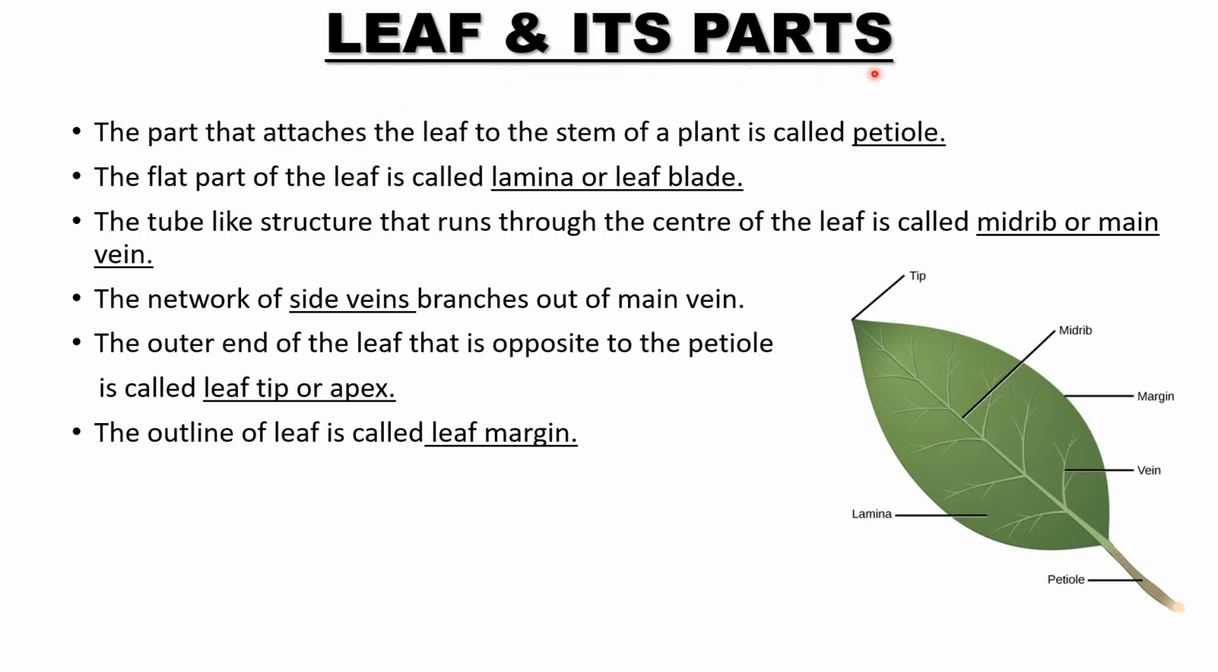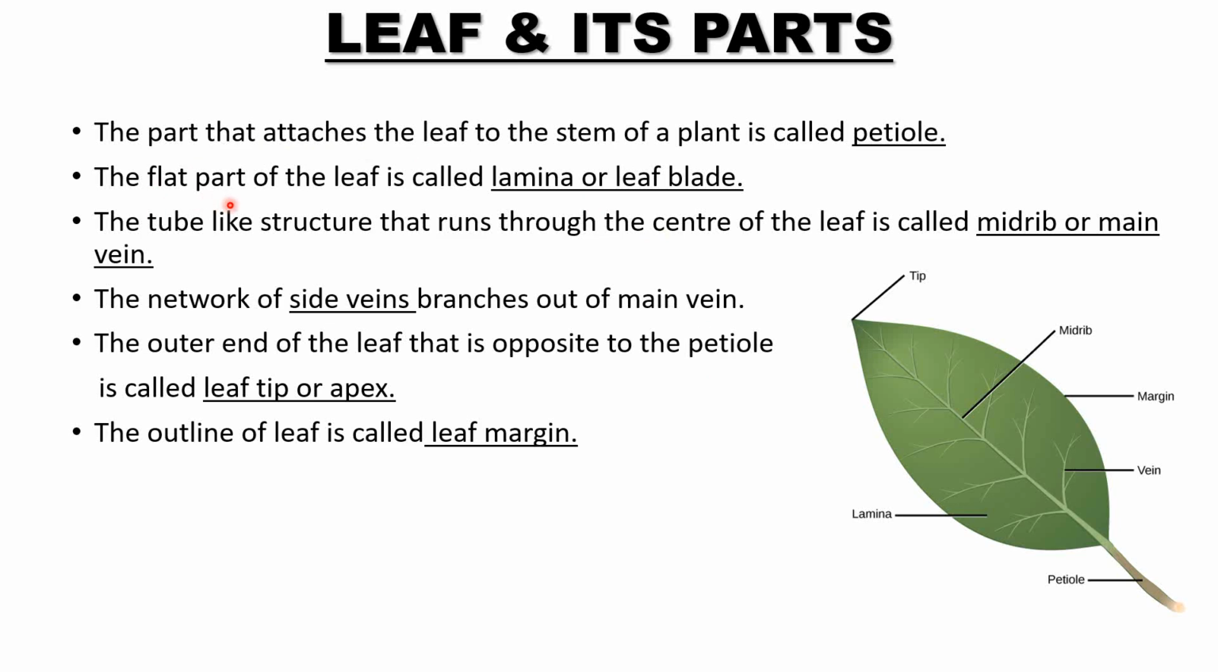Now here on the right hand side on your screen you can see a structure of a leaf with various labeled parts. In the first point we read that the part that attaches the leaf to the stem of a plant is called petiole. So where is this petiole? This is the petiole. This is a small stalk. This stalk attaches this leaf to the main branch or the stem of the plant. So you all understood where the petiole is? Petiole is where the leaf gets attached with the stem or branch of the plant.